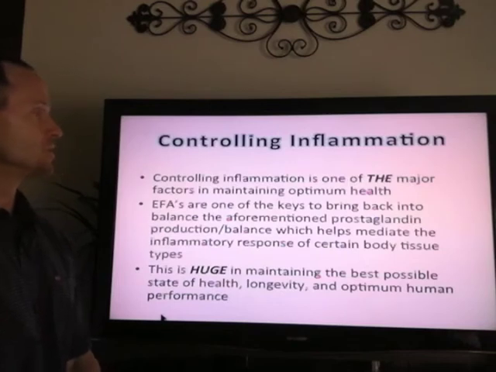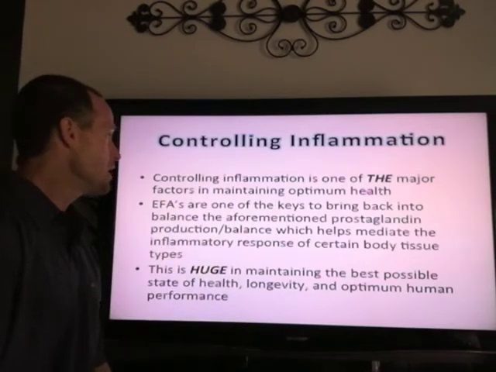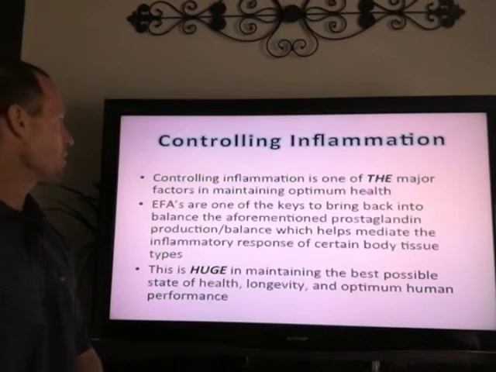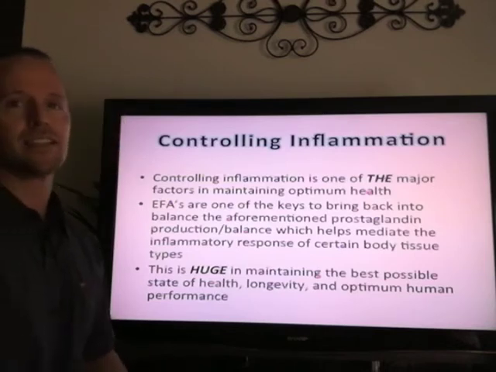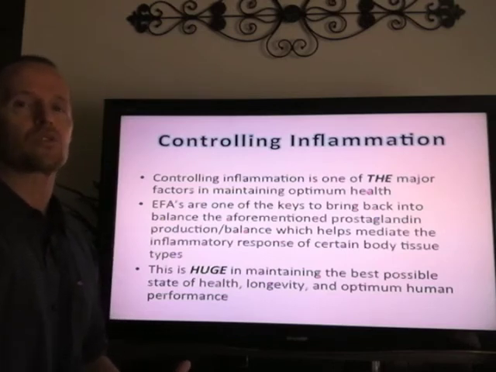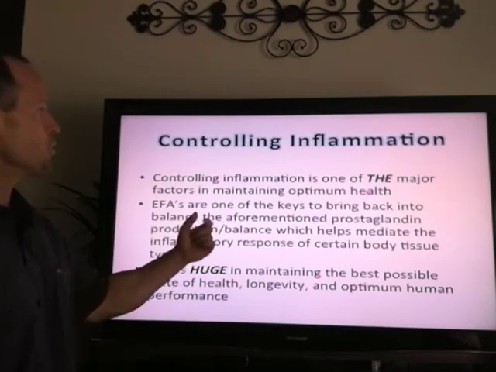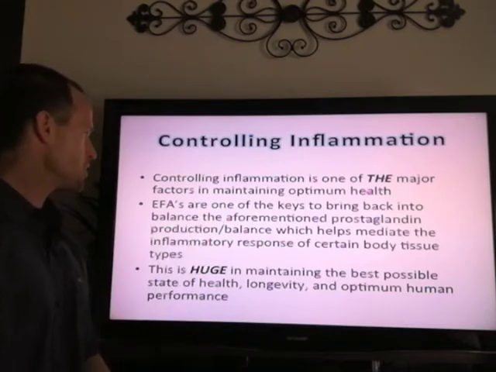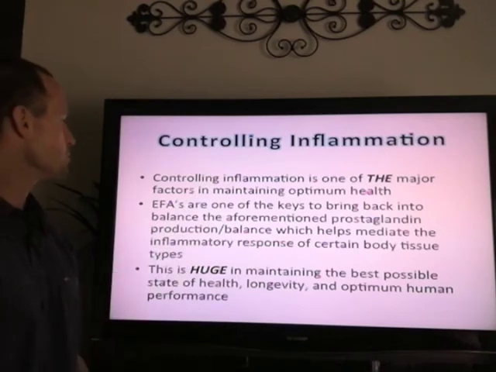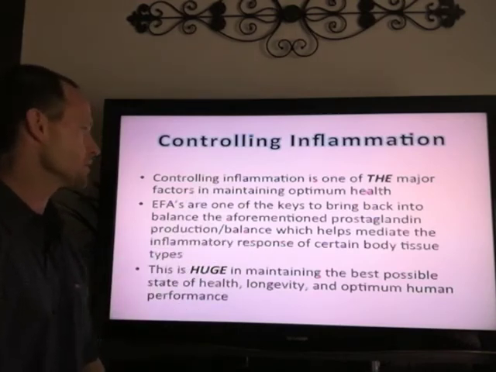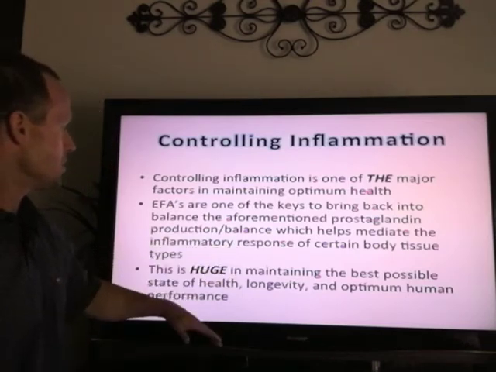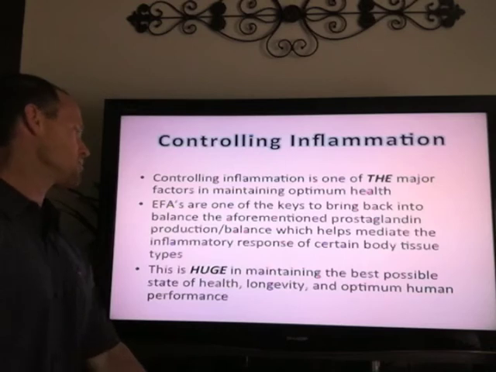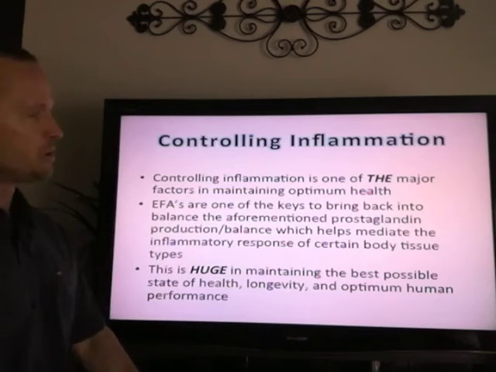Prostaglandin production is so important because it controls inflammation. So controlling inflammation is one of the major factors in maintaining optimum health. Every disease factor, every disease entity has an inflammatory response or characteristic to it. So essential fatty acids are one of the keys to bring back into balance the aforementioned prostaglandin production and balance, which helps mediate the inflammatory response of certain body tissue types. So you're controlling inflammation. This is huge in maintaining the best possible state of health, longevity, and optimum human performance.